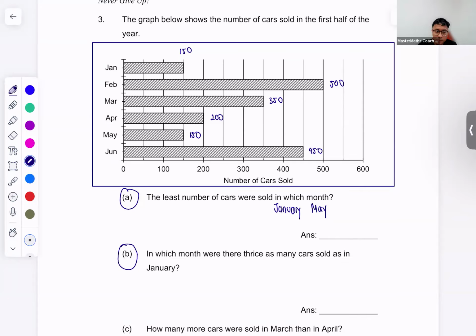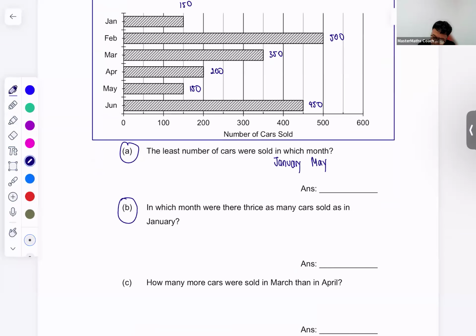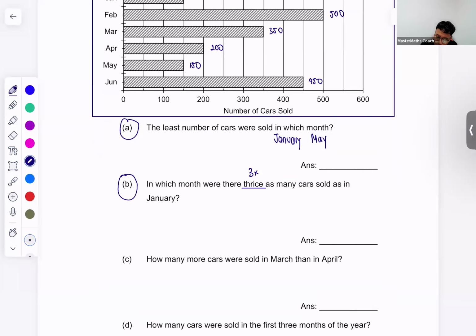Okay, give me a moment. Sorry. Okay, so what do you get from the word thrice? That means 3 times. Okay, so 3 times as more. So we have to take the number of cars sold in January times 3. Can you help me do that? What's 150 times 3?